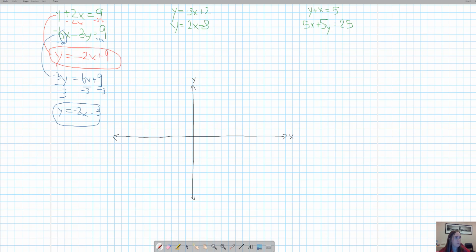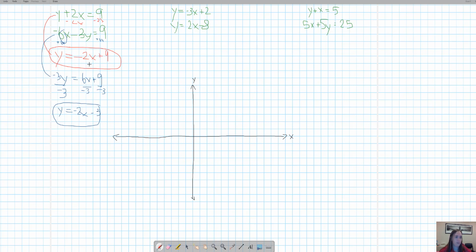Now, if you'll notice something with these two, this number in front of the x is exactly the same for both of them. That's your clue that these are parallel lines, so they're going to have exactly the same slope. That negative 2 is your slope, which means they're never going to cross, which means they'll have no solutions.